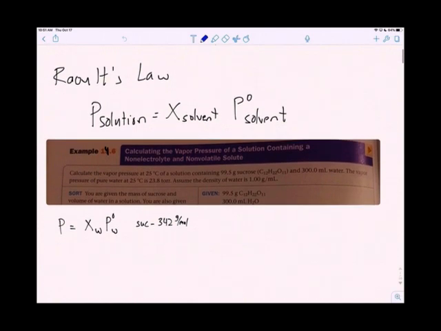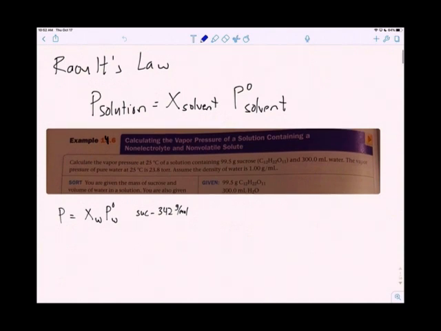So for instance, what's the vapor pressure of a solution that's water at 25 degrees Celsius that has 99.5 grams of sucrose in it and 300 milliliters of water? The vapor pressure of pure water at 25 degrees Celsius is 23.8 torr, millimeters of mercury. So torr and millimeters of mercury are the same thing. But with Raoult's law, we have to figure out the vapor pressure, so we have to figure out what the mole fraction is.